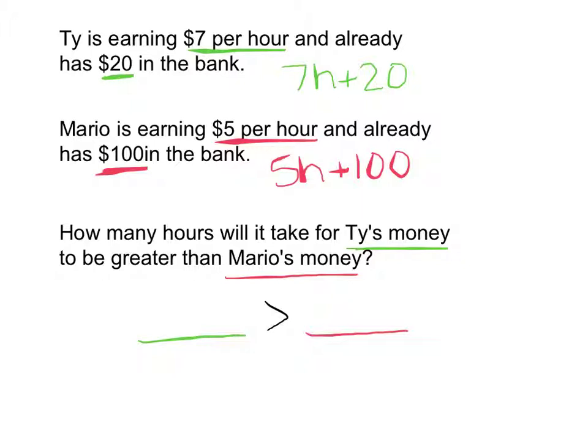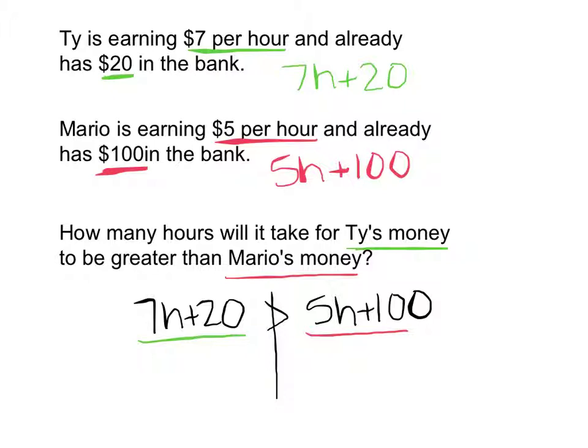Now, I'm going to go back up. I already know what the green represents. The green is Ty, and Ty is 7h plus 20. The red is Mario, and we already figured that out too. Mario is 5h plus 100. So we have an inequality with variables on both sides. No problem. Let's go ahead and solve it. I'm going to draw my line.